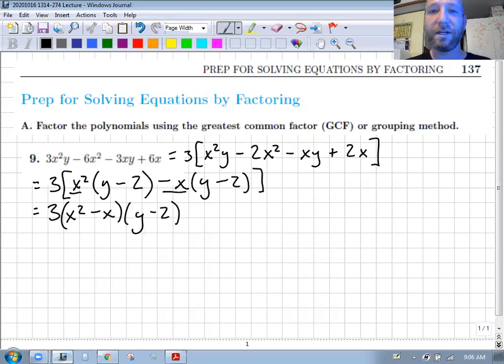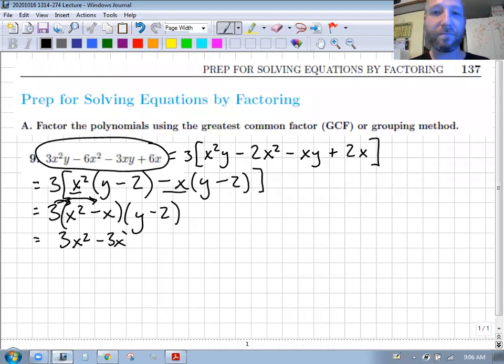All right. So you can always check your work, right? You can multiply the stuff back through. We have this. We multiply the 3 in, we'd have a 3x squared minus 3x. See if we brought that 3 inside this factor here. So that's our factoring. We're checking our work here.